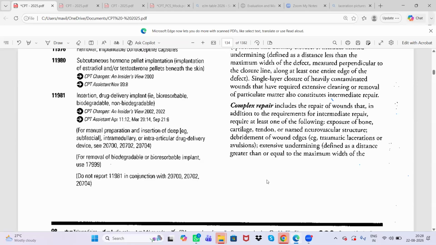What are the one of the following? Exposure of bone. Okay, if the provider performed complex repair, like in the medical record it is being mentioned, that time you have to check for the points, which first one includes exposure of bone. Bone should be exposed when you have to code the complex repair. Okay, and cartilage, tendon, and named neurovascular structure.